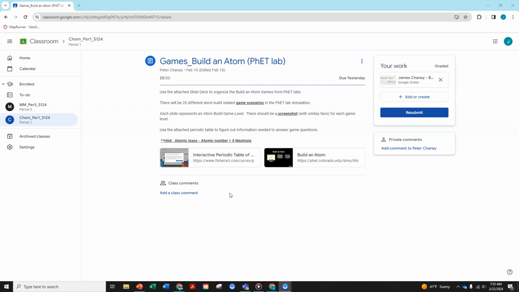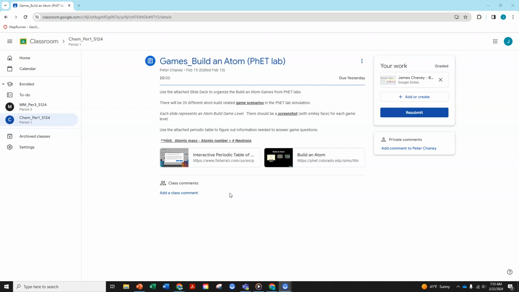This one is related to the PhET lab on building atoms, and this is the game section. Prior to this, we were just building simple atoms with protons and neutrons and electrons and making sure that they were neutral versus ionic and making sure that the atomic weight was correct, and that was that one. This one is in game format.